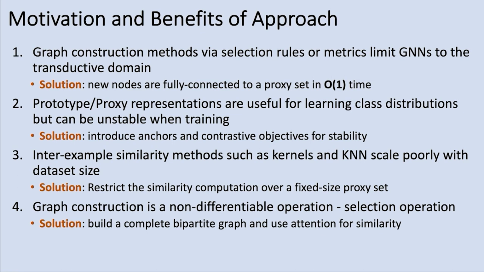Secondly, prototype/proxy representations can be unstable, although useful for learning class distributions, and we've seen that anchors and contrastive objectives have stabilized their representation. Thirdly, inter-example similarity methods such as kernels and KNN generally scale poorly with dataset size, but by restricting the similarity computation, we're able to make that computation a little bit more tractable. And finally, graph construction is generally non-differentiable, but by allowing full connection to the bipartite graph, we basically explore a set-to-set operator, which allows it to be fully differentiable.